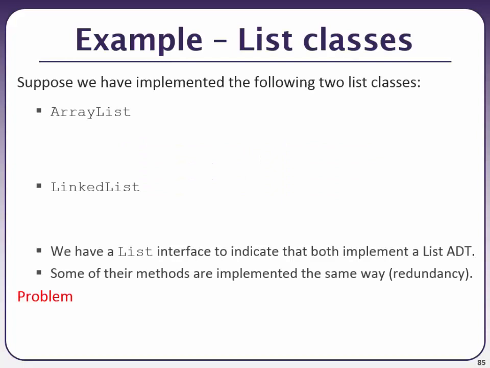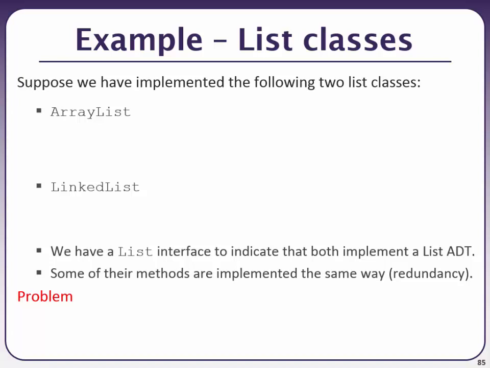Let's start with something concrete. Let's start with an example. We have a list class, and we want to implement... We have actually implemented the following two list classes. An array list class, which is, let's say, a subclass for now, and it implements a list of objects by using arrays, and then the linked list class implements a list of objects by using a linked list.